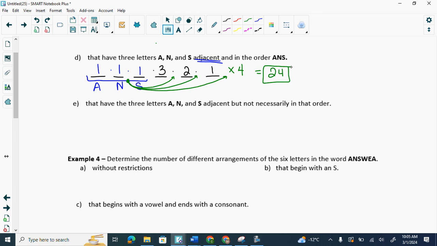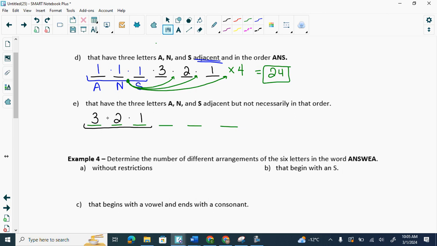How is this one different? That have 3 letters, A, N, S adjacent, but not necessarily in that order. So I still have 1, 2, 3, 4, 5, 6. I still have them adjacent. Not necessarily in that order means how many do I have for here? 3. Because it could be A, N, or S, right? Then I hold one of them. Then I have 2. Then I have 1.